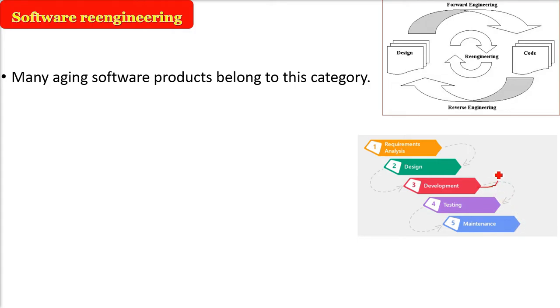You start from code, go to design, go to requirement specification. Now you add the new requirements or the change request, and then you go forward again from requirement specification till the testing process. That is called forward engineering. So reverse engineering plus forward engineering is called software re-engineering.